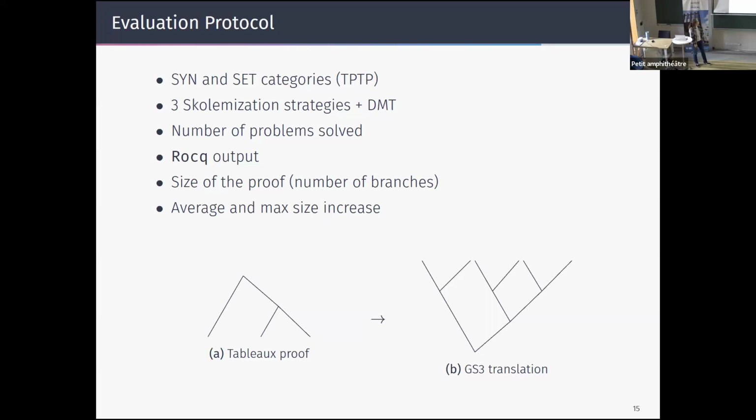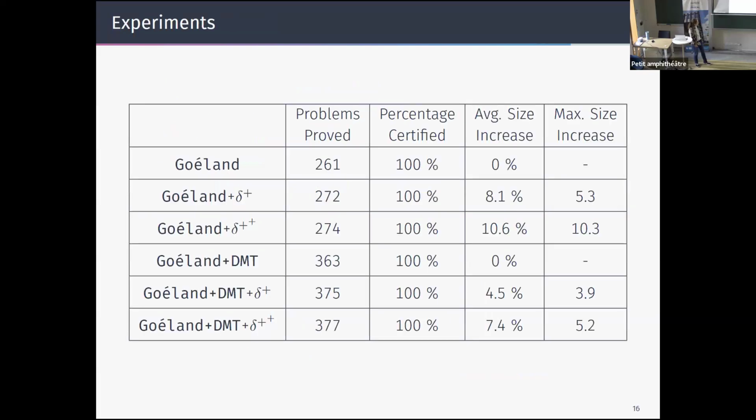And we ran that on Goéland. And what we can see is that, okay, more advanced deskolemization strategies provide a little increase in terms of number of problems solved, but more important, 100% of our proofs were certified. So we were happy because it means that apparently we have no bug. And the average size increase is actually kind of low compared to the original theoretical bound.